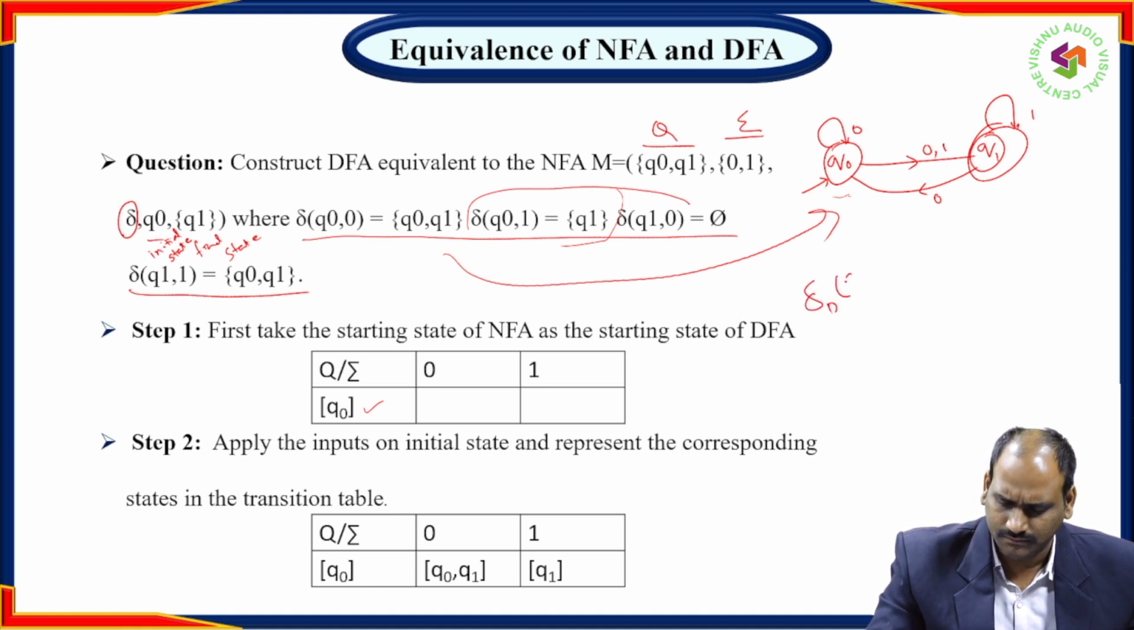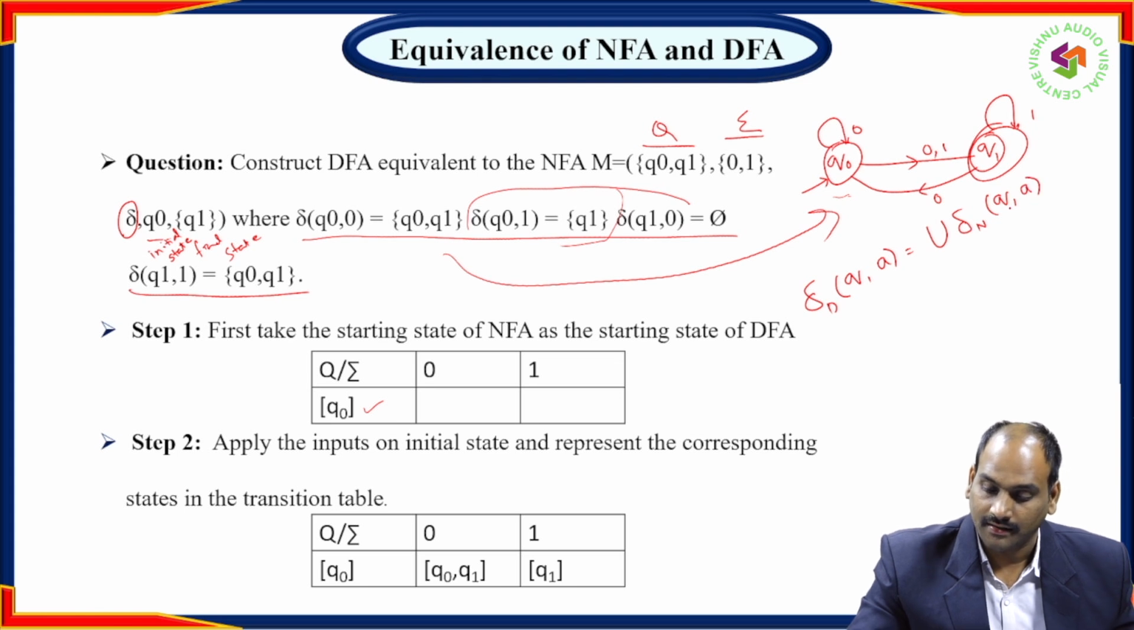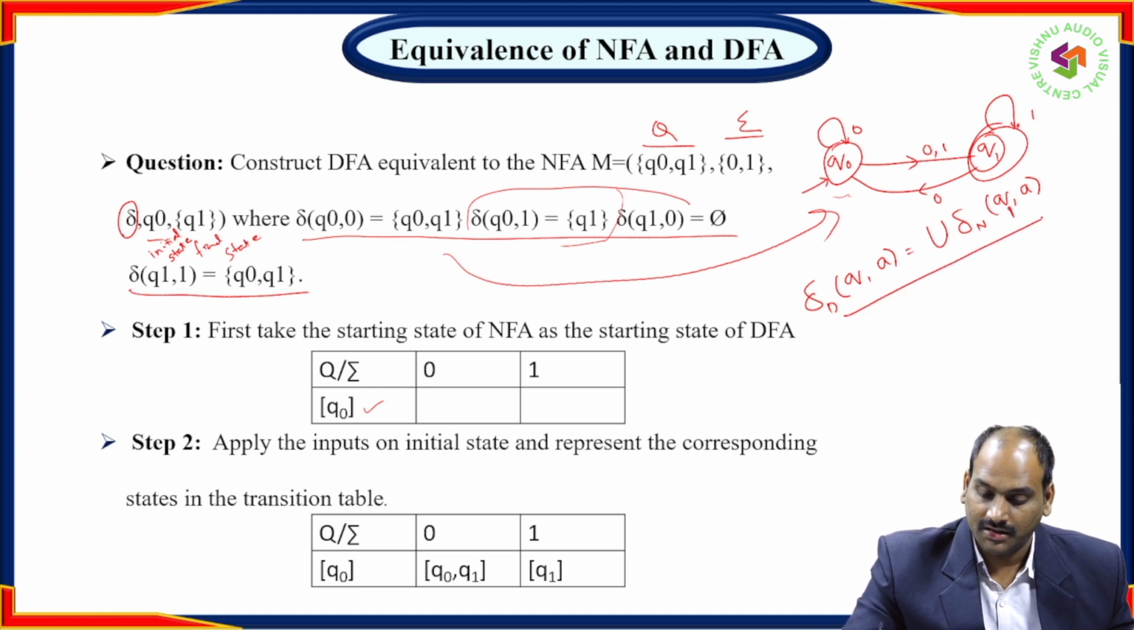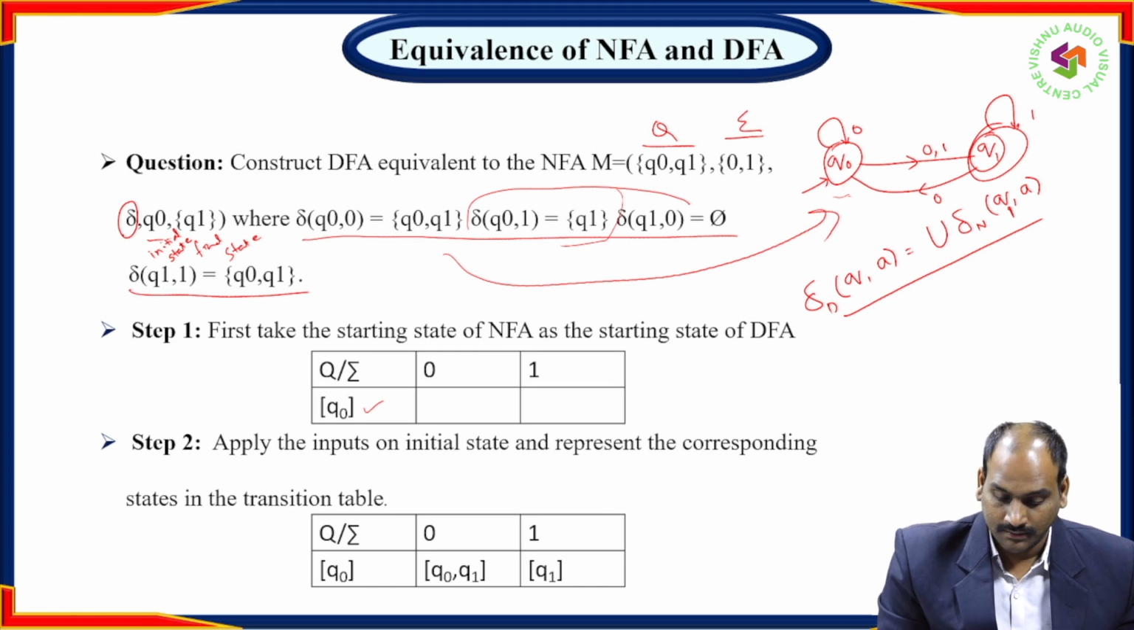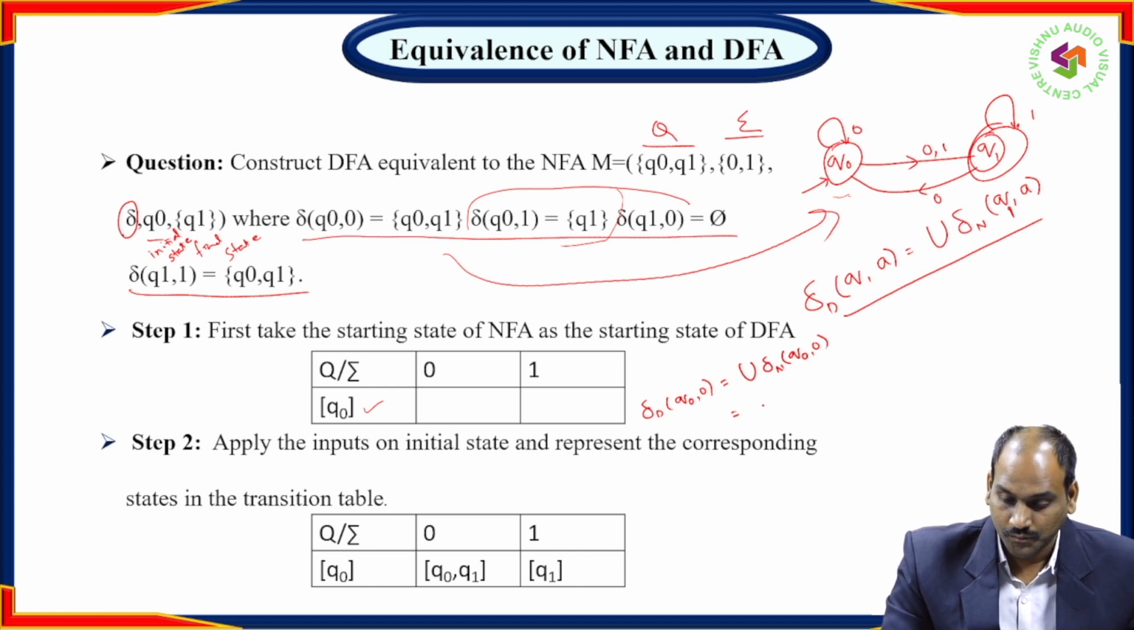There is a function: delta D of Q on A can be written as the union of delta N of Q' on A, where Q' is some state in Q. How can you interpret this function? In this example, delta D of Q0 on 0 can be interpreted as the union of delta N of the initial state Q0 on 0.